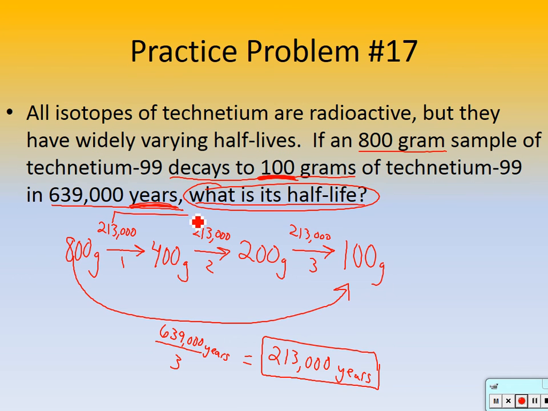And if you added all three of these up, it would add up to the total time. So that is the half-life of technetium-99, 213,000 years. Okay, very good. I think I've got a couple more practice problems coming up, so we're almost done.